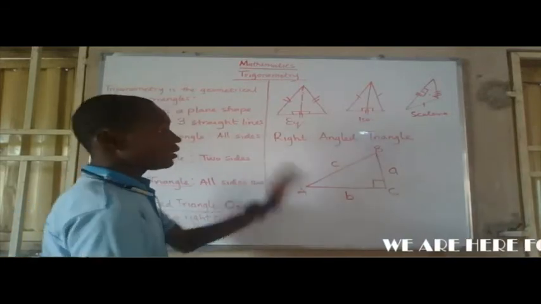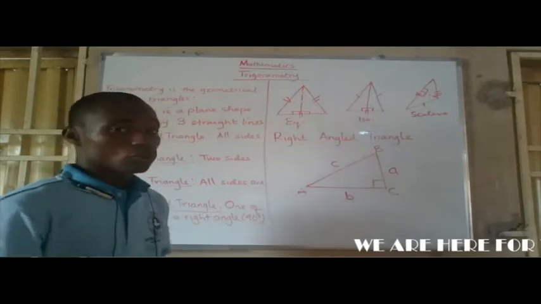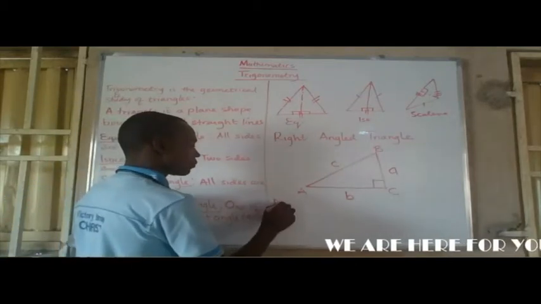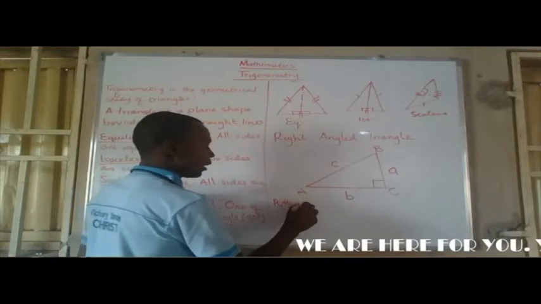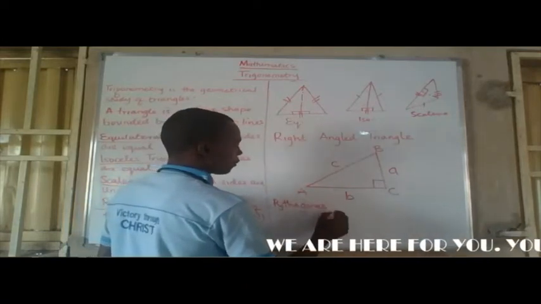The first thing that we have to know about the right angle triangle is simply Pythagoras' theorem.